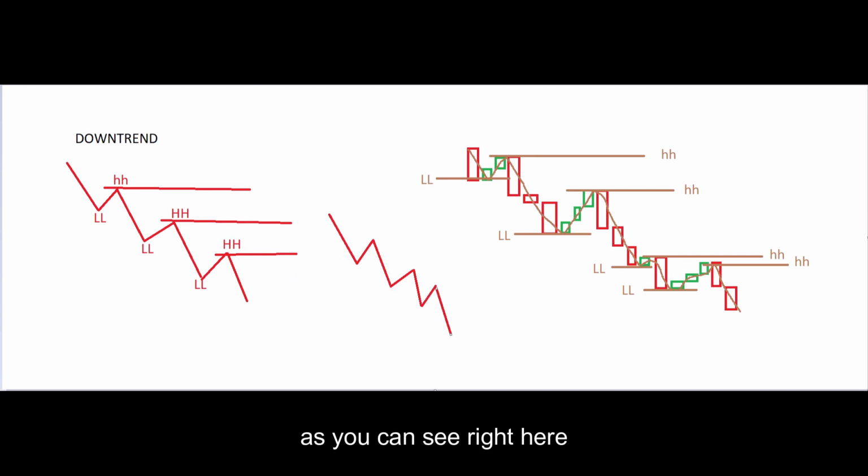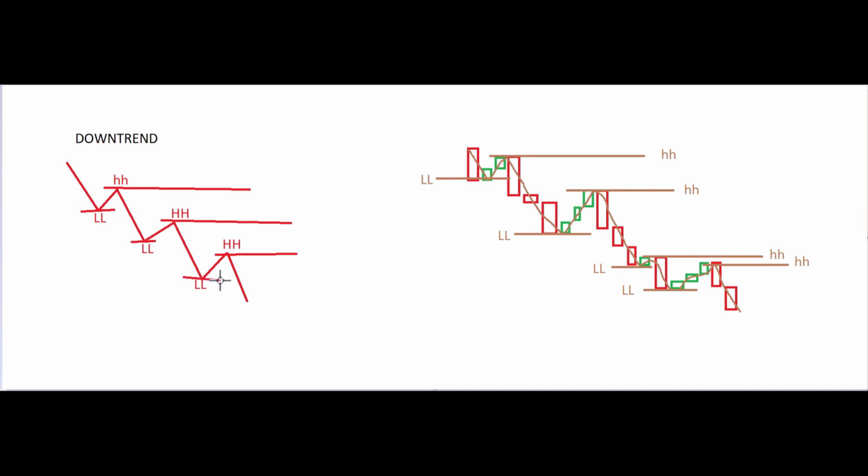As you can see right here, in this section, the market is creating new lower lows. This one, this one, this one. And the market does not cross the previous higher high. As you can see, the second higher high did not cross the first higher high.